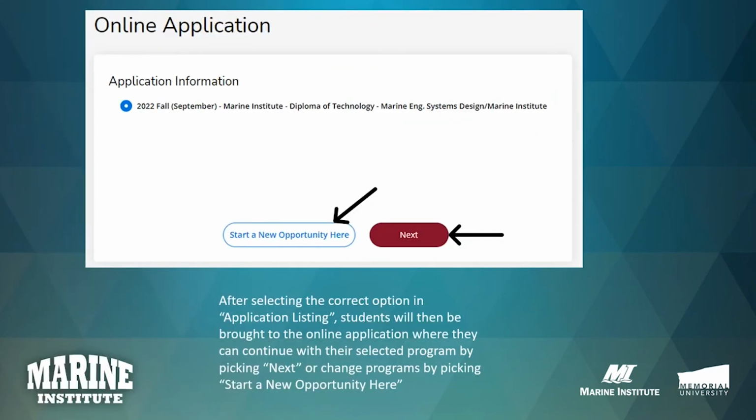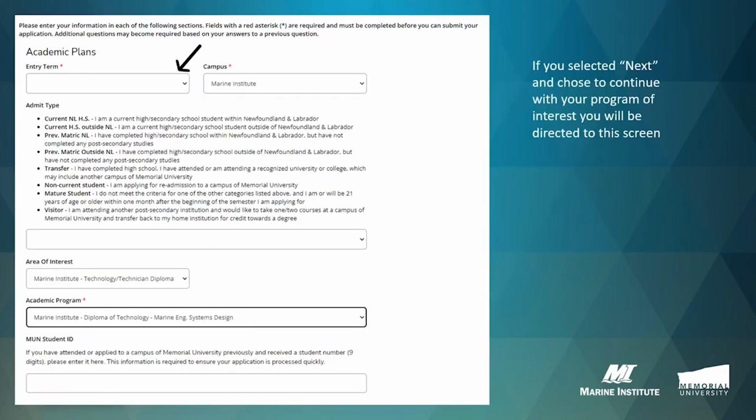After selecting the application listing which applies to you, you will then be brought to the online application where you can continue with the selected program you indicated when creating your account by picking Next, or you can change programs by picking Start a New Opportunity here. If you selected Next, you will be brought to this page.